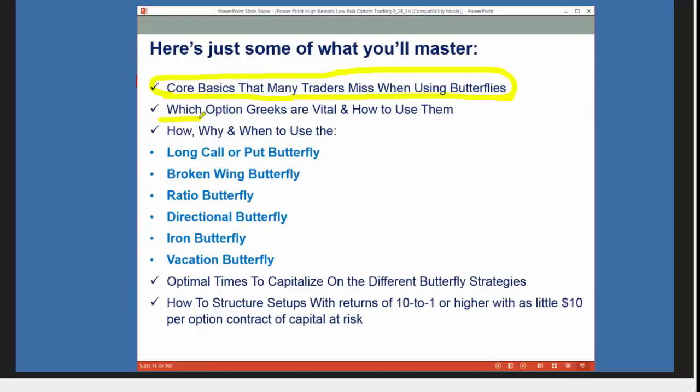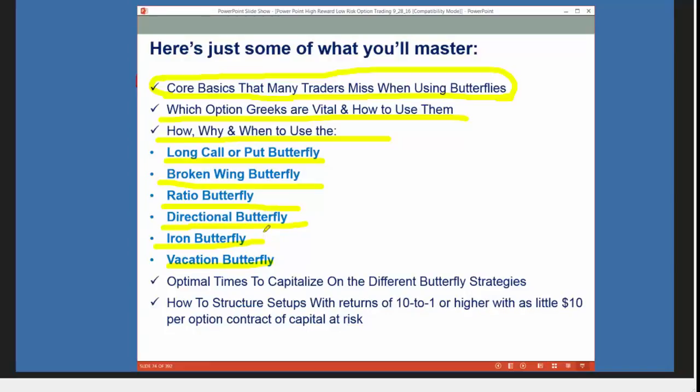And then what option Greeks do you need to really know? I'll just teach you which the vital Greeks are. It's not going to go in depth into the math of all that stuff. It's just what they do to the spread, how they affect it. And then how, why, and when do you use the butterfly? Do you use the long call or put butterfly? Would you use a broken wing butterfly, a ratio butterfly, directional butterfly, iron butterfly, vacation butterfly?